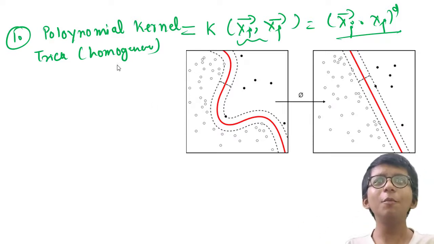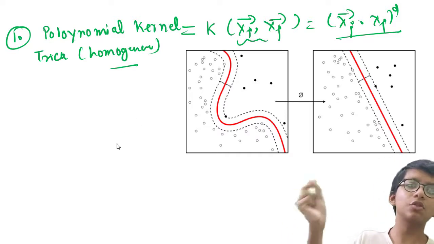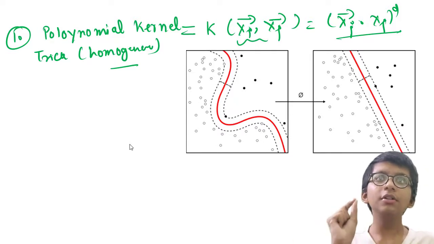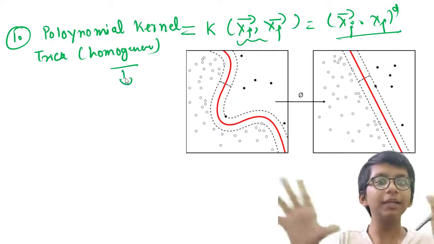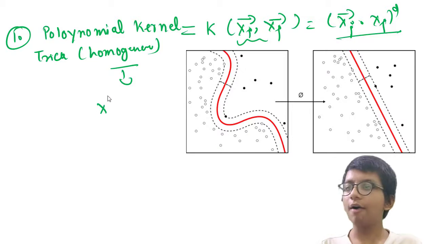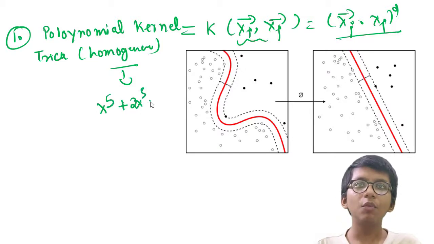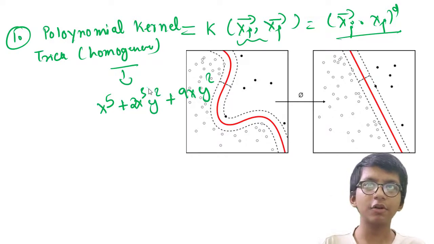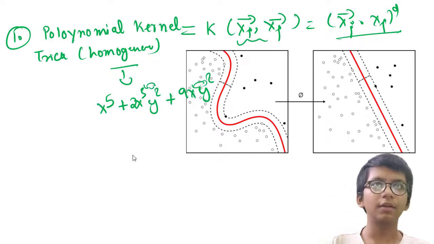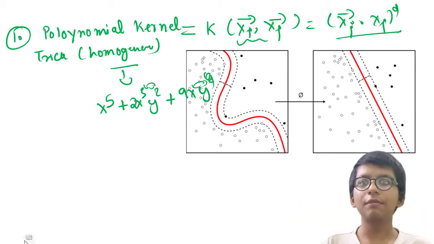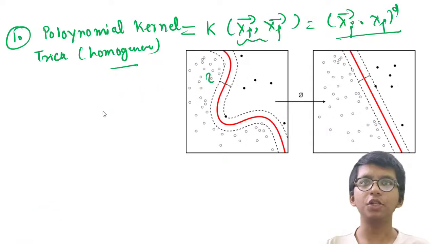But actually, what is homogeneous? There is a polynomial kernel trick which is homogeneous, and one which is inhomogeneous. In the homogeneous polynomial kernel, all the terms have the same degree. For example, I've written one example, x^5 + 2x^3y^2 + 9xy^4. Here the degree of the polynomial is 5 for every term. So you have all 5s; the degree here is 5. You can search more on the internet about homogeneous.